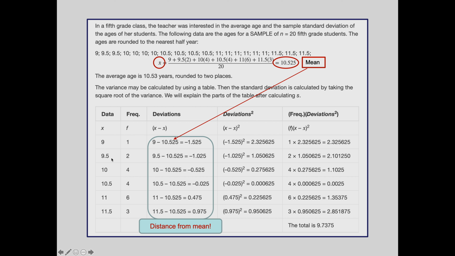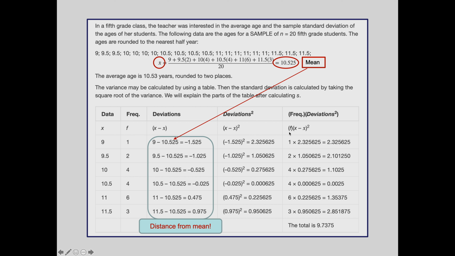Then I do this one, 9.5 minus the mean. Then 10 minus the mean. Every time it's minus the mean. Then 10.5 minus the mean. Then 11 minus the mean. Then 11.5 minus the mean. Now, what we have to remember is in this formula, we square things and then we square root them. So I take each of the values here that I just generated and I square them. And those are all the answers. It's just a matter of hitting buttons on your calculator.